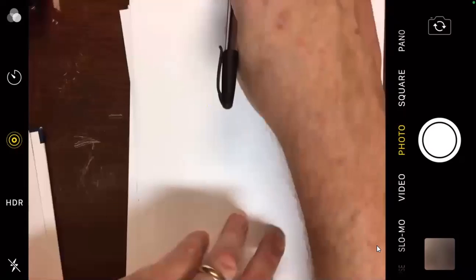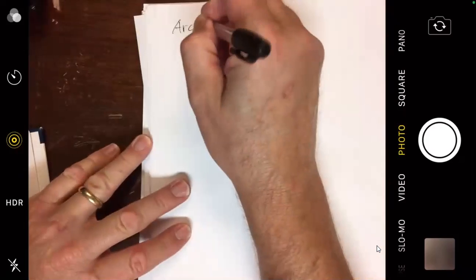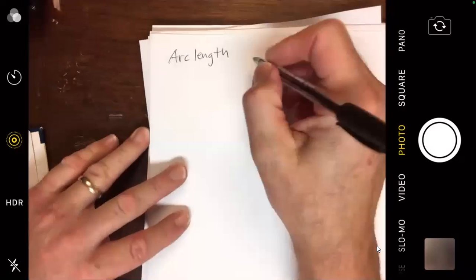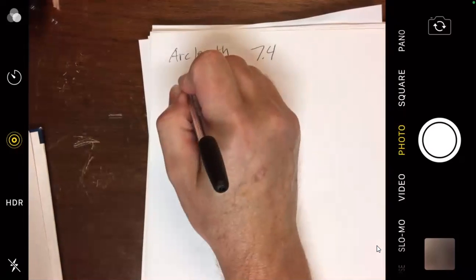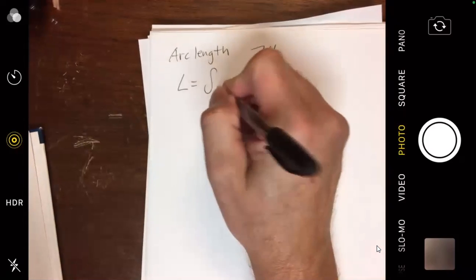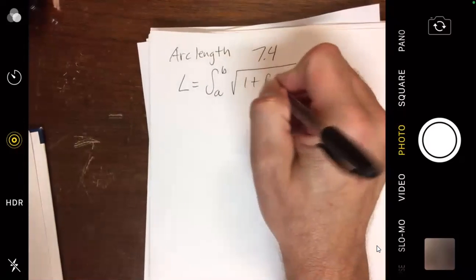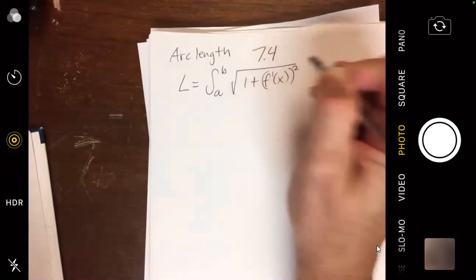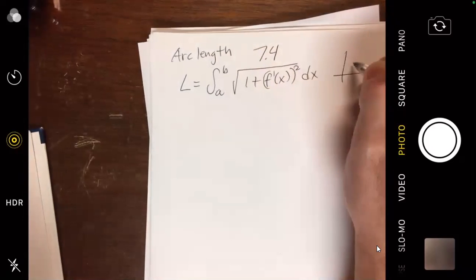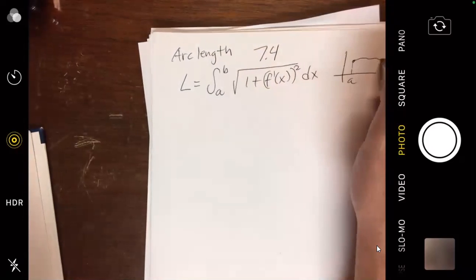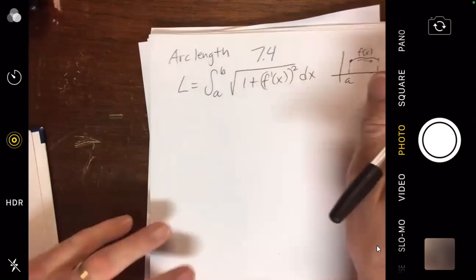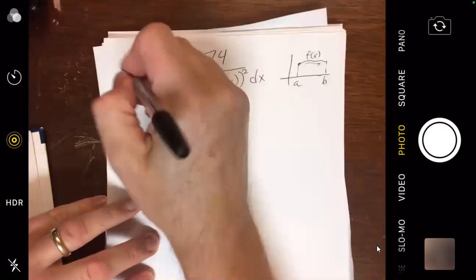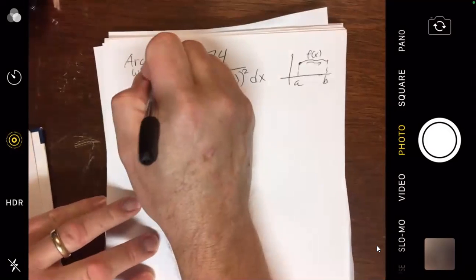If you remember, arc length, I think we did that in 7.4. I don't know if we used S or L, but we had an integral from a to b, big square root, f prime of x, quantity squared, dx. And it found the length along f of x between a and b. I hope you know this for the final.